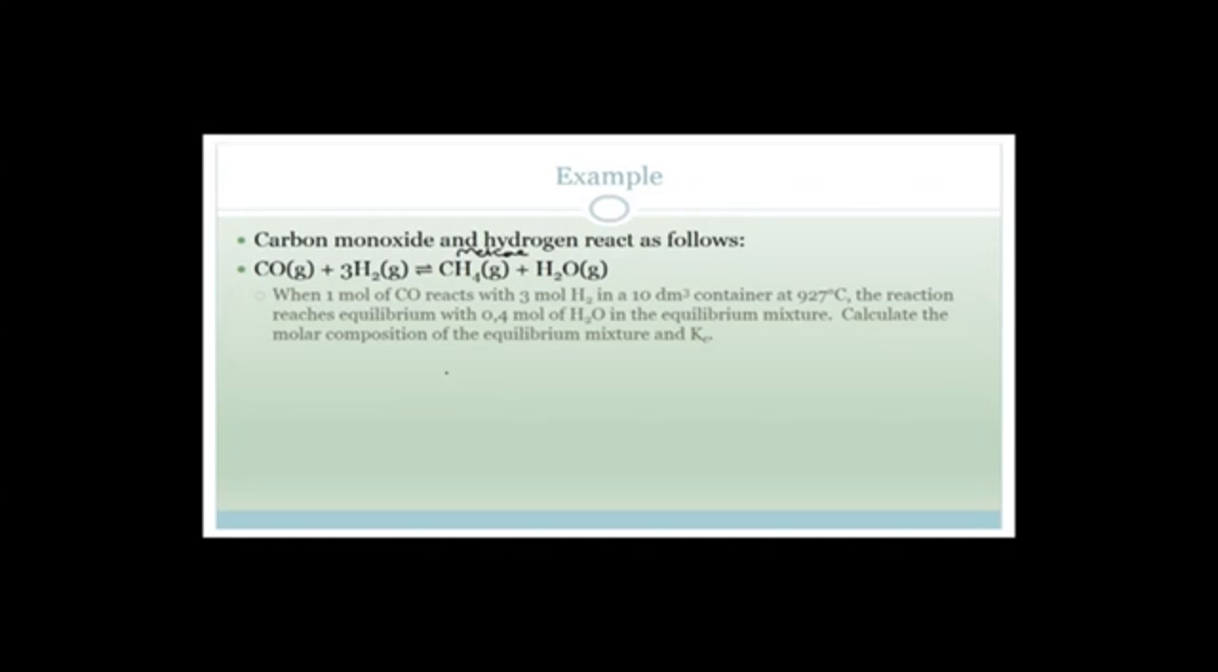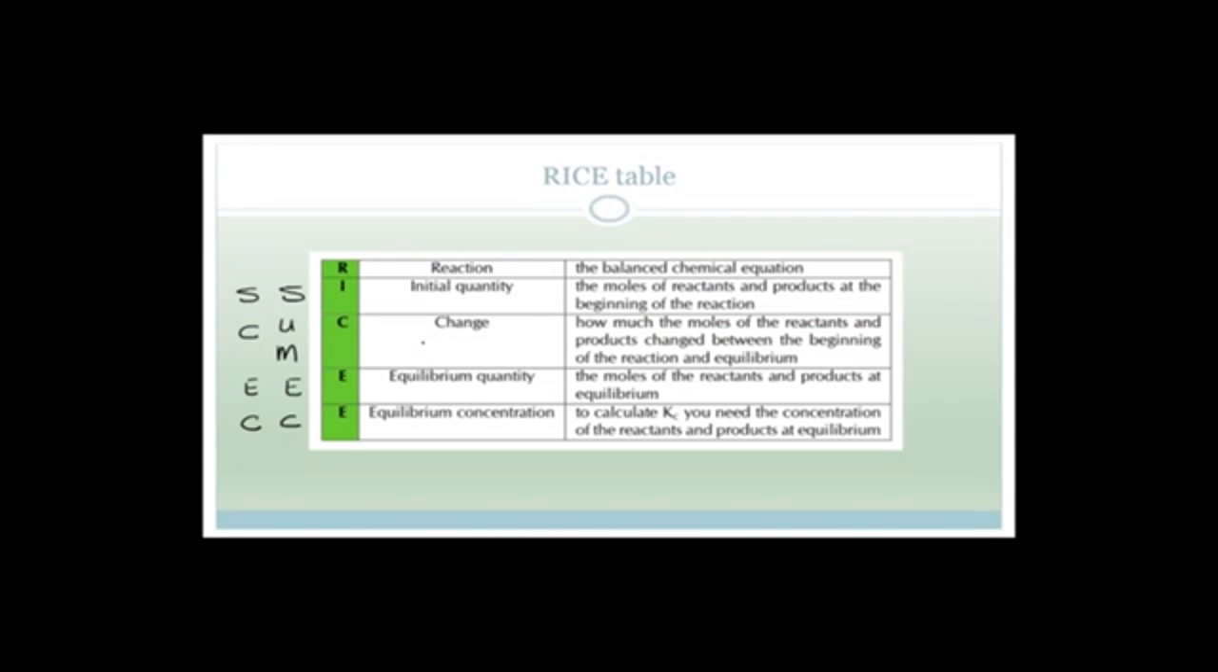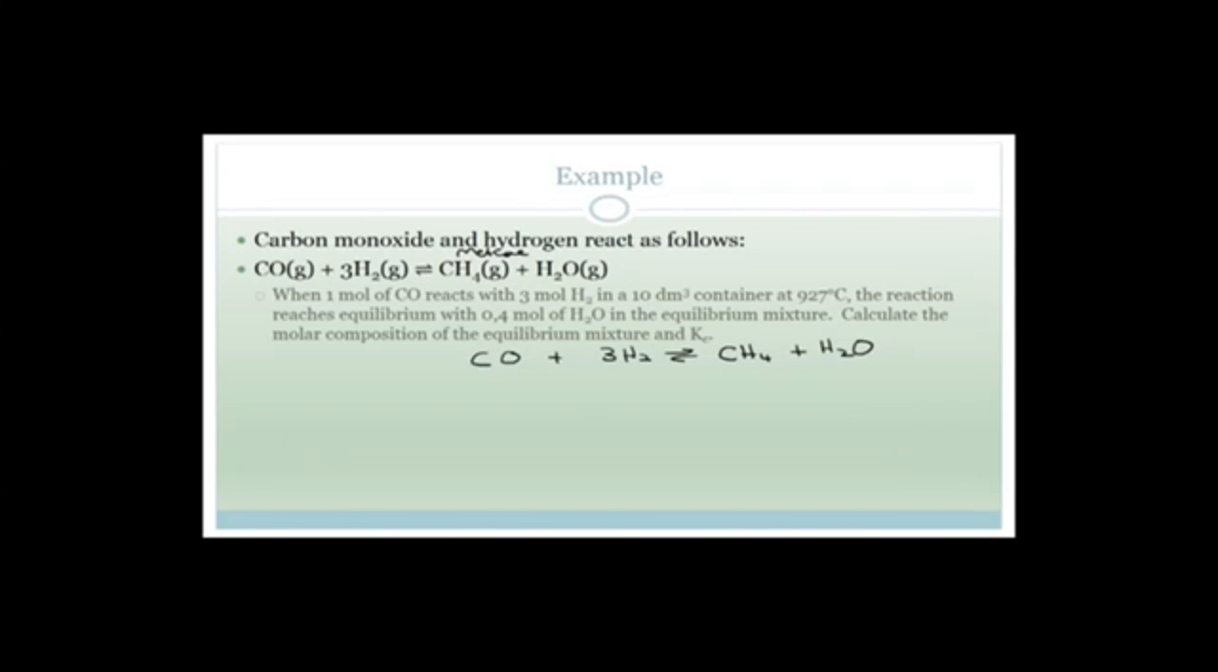So what I'm going to do is use SUMEC, because I'm used to using that. So you've got carbon monoxide plus 3 hydrogen in dynamic equilibrium with methane plus water. So you now have the reaction. Let's do RICE: initial, change, equilibrium. Let's do RICE because they've given us the quantities. So it's RICE, R, then we've got initial.